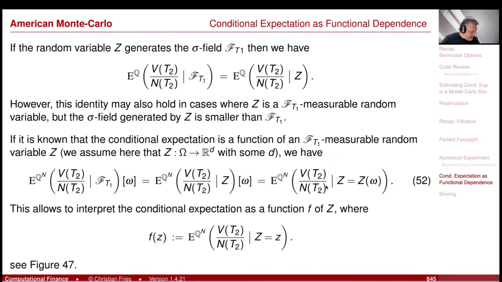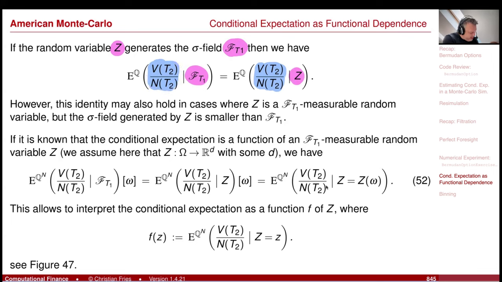So if the random variable Z generates the sigma field FT1, then I can just rewrite the conditional expectation of a random variable conditional to FT1 as being conditional to that random variable, conditional to the values that have been attained by this random variable. But sometimes, and this depends on the quantity for which you calculate the conditional expectation, you can use a random variable Z that has far less information. Because to calculate the conditional expectation of our European option payoff, the Black-Scholes formula is enough.